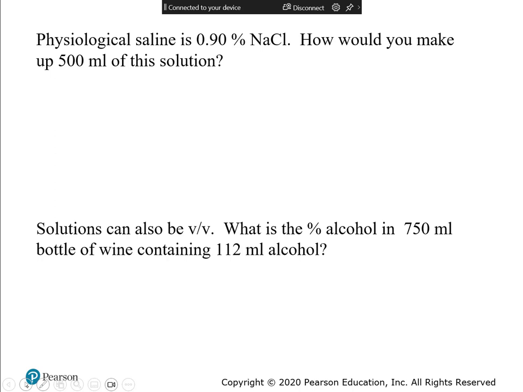All right, physiological saline is 0.9% sodium chloride. Physiological means that this is what is commonly found in body fluids. So this is the salt concentration in your blood. So how would you make up 500 mils of this?